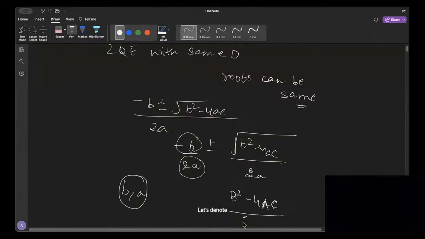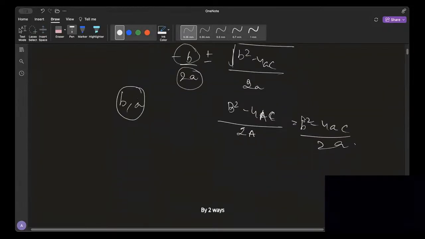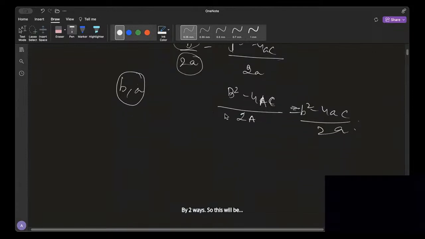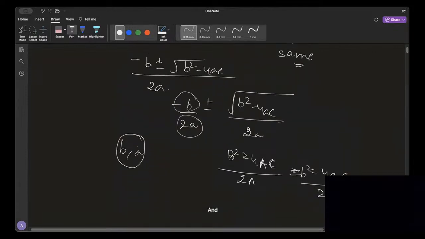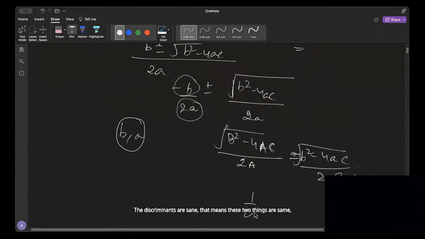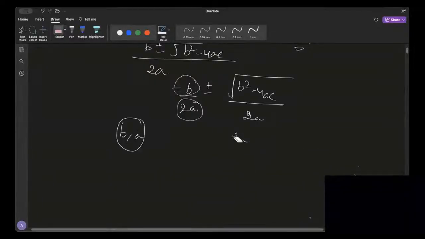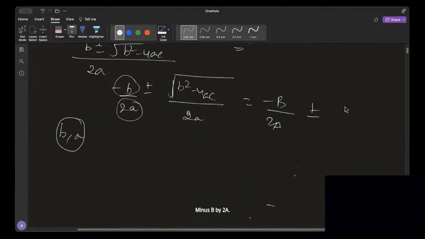Let's denote one by capital and the other one by small. And then we have b square minus 4ac by 2a. So these two things are same, and it automatically says that the discriminants are same. That means these two things are same. So your 1 by 2a and 1 by 2a has to be same. So a and a has to be same if you're taking these two things. Okay. Let's drop this 2 and let's take this here. Minus b by 2a plus minus square root of b square minus 4ac by 2a.